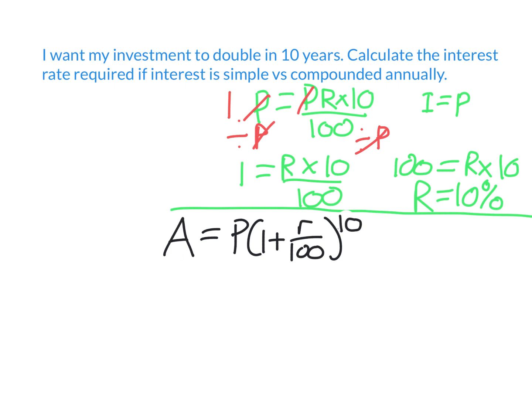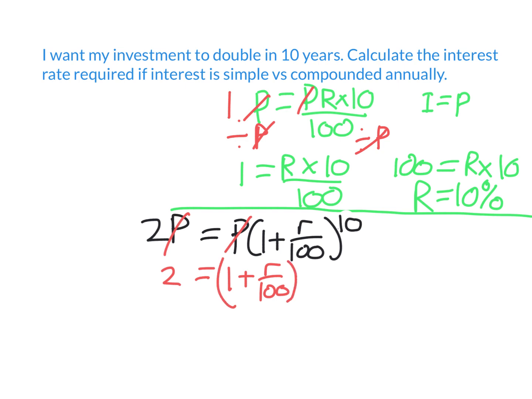So again, I don't know A and P, but I do know that if I want my investment to double, I want A, the amount I have, to be 2P. If I originally invested P dollars, I want my investment to be worth 2P. If I originally invested 10,000, I want it to now be worth 20,000. So again, I can use the trick that I used up there. I can divide each side by P. So what I'm left with is 2 equals 1 plus R over 100, all to the power of 10.